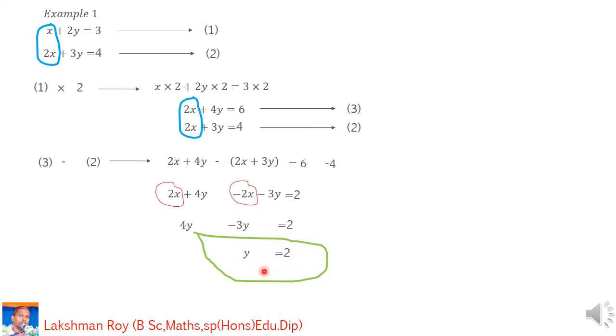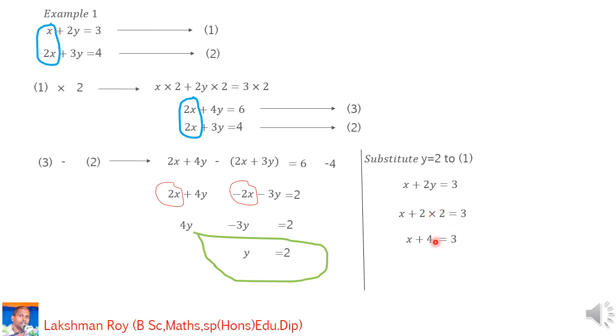We found that one. Now you can substitute this y value into the first equation, or the second, or the third. I substitute the value of y into the first equation. See the first equation, x plus 2y equals 3. Now I put 2 here. Be careful, 2y means 2 into y, so the value of y should be multiplied by 2. So write x plus 2 into 2, equals 3. Now 2 into 2 is equal to 4.